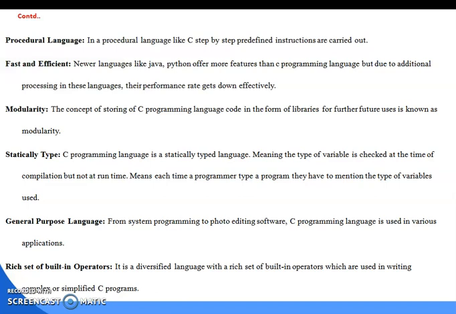Next is your modularity. The concept of storing C programming language code in the form of libraries for further future use is known as modularity.